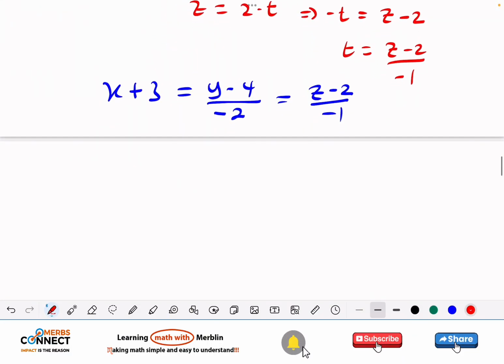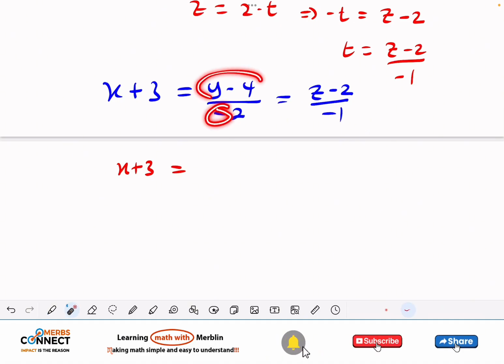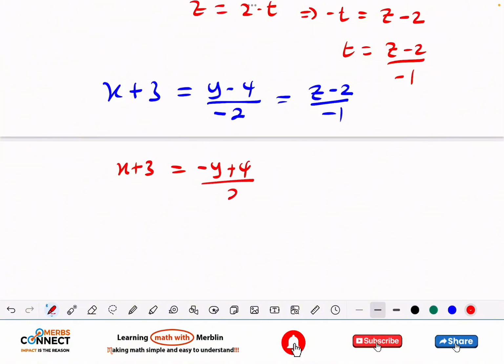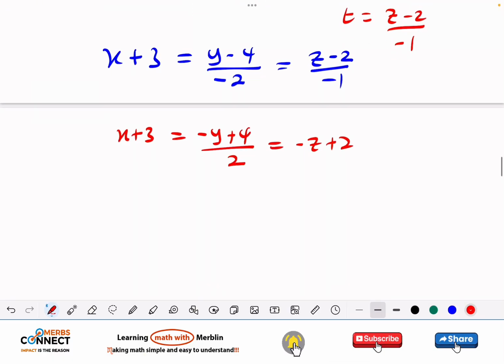So multiply through by minus 2, and we are going to have something like this. Or I can write this one as x plus 3. Then this minus will multiply the top. So I'm going to have minus (y plus 4) divided by 2. Let me make it positive from there. And this is minus (z plus 2). So now I can multiply through by 2, and I'm going to have 2x plus 6, which is equal to minus (y plus 4), which is equal to, I can write this one as 2 minus z.